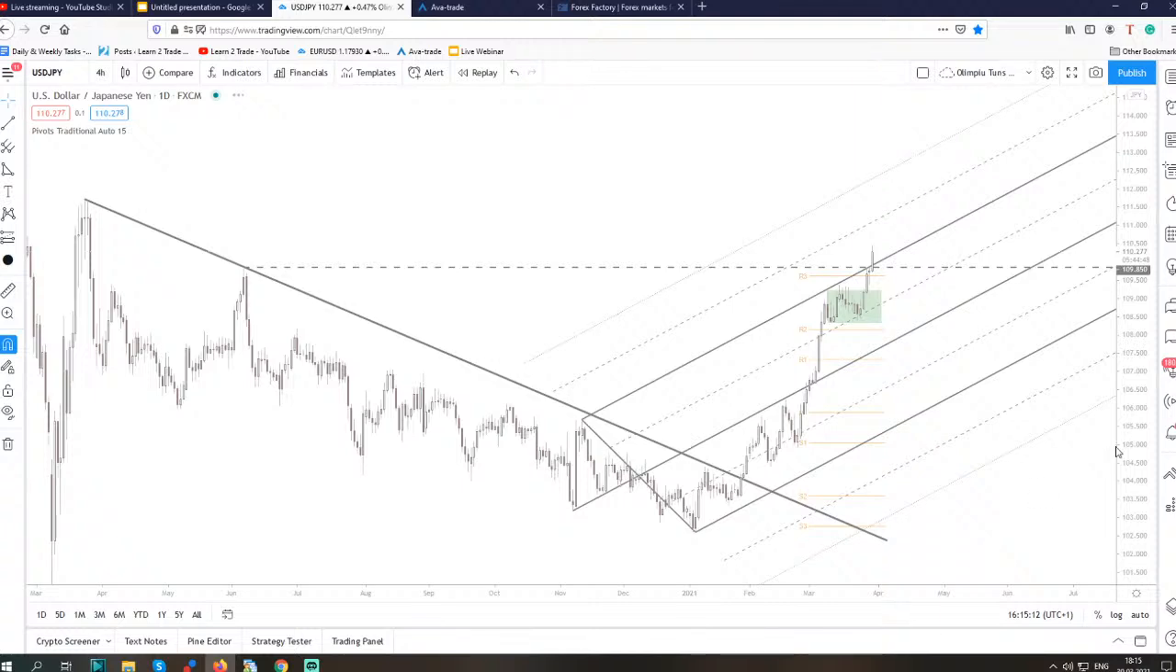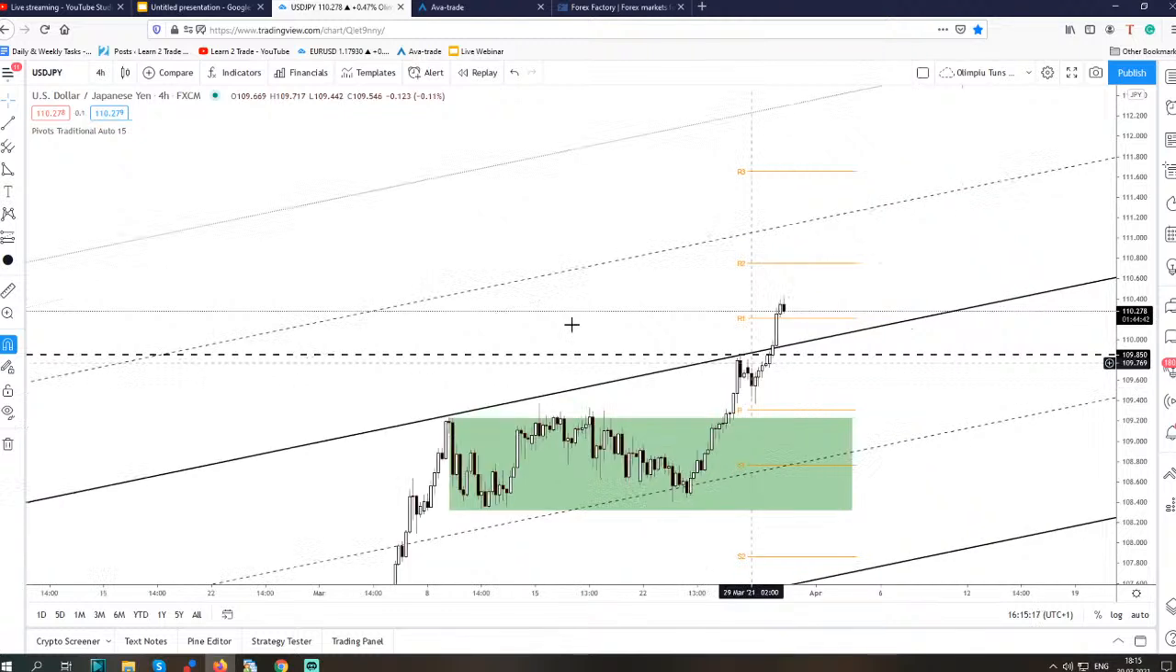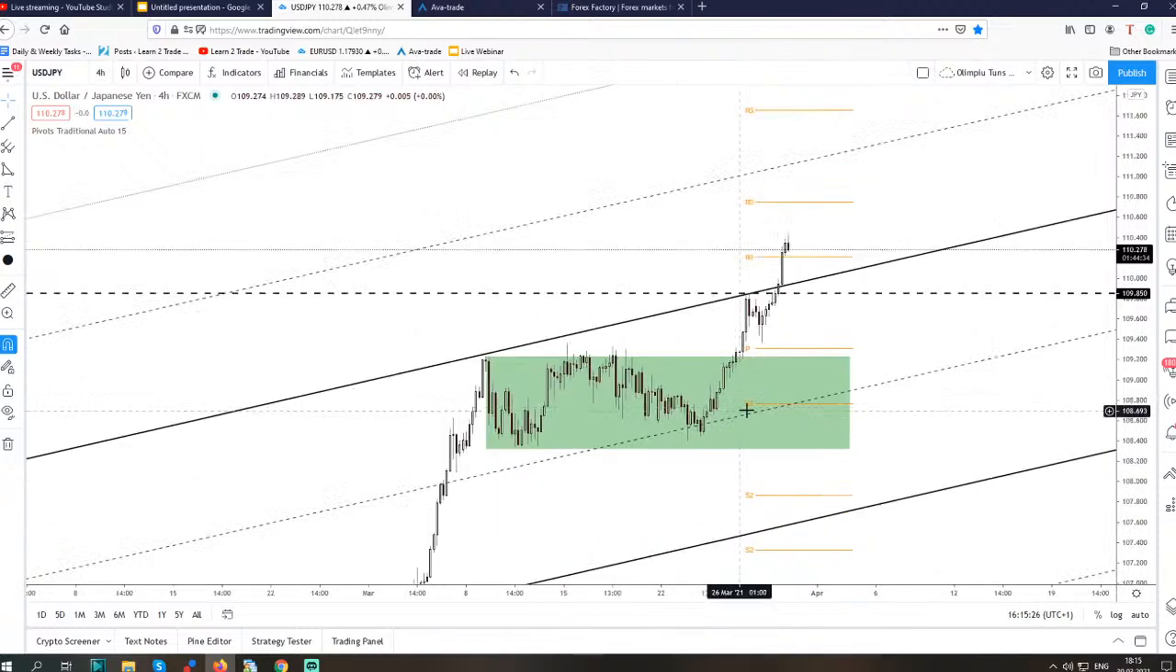So on the 4-hour chart, you can see that we had a small consolidation here. The price was trapped within a narrow range. The breakout from this range, also above the pivot point, has signaled a further increase in the short term. The price has reached this upper medium line.